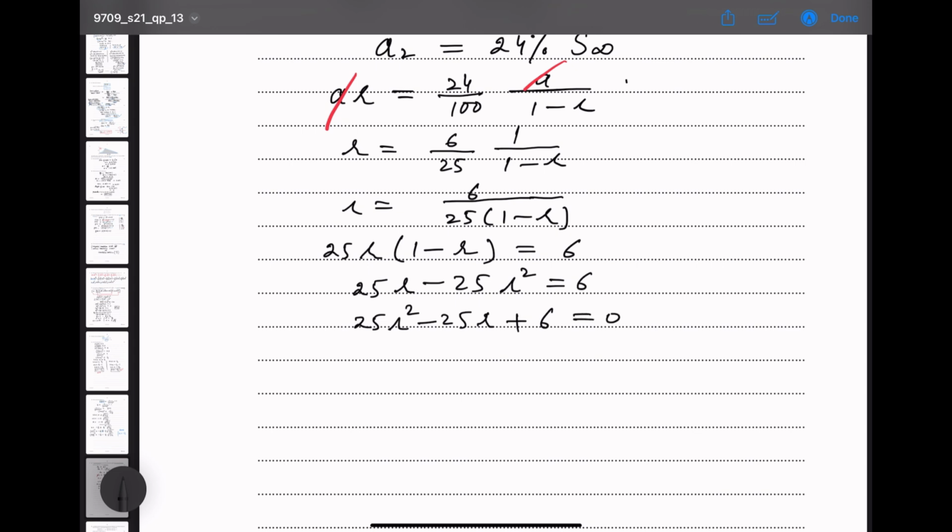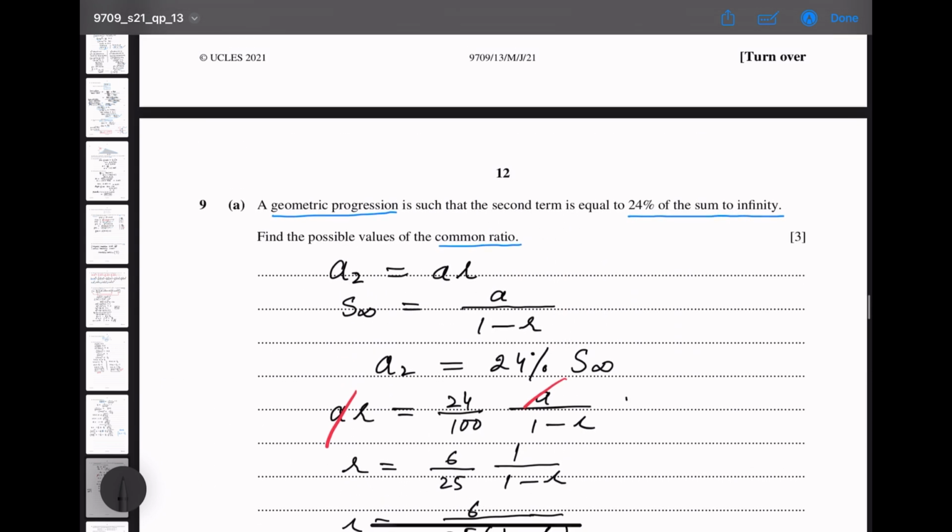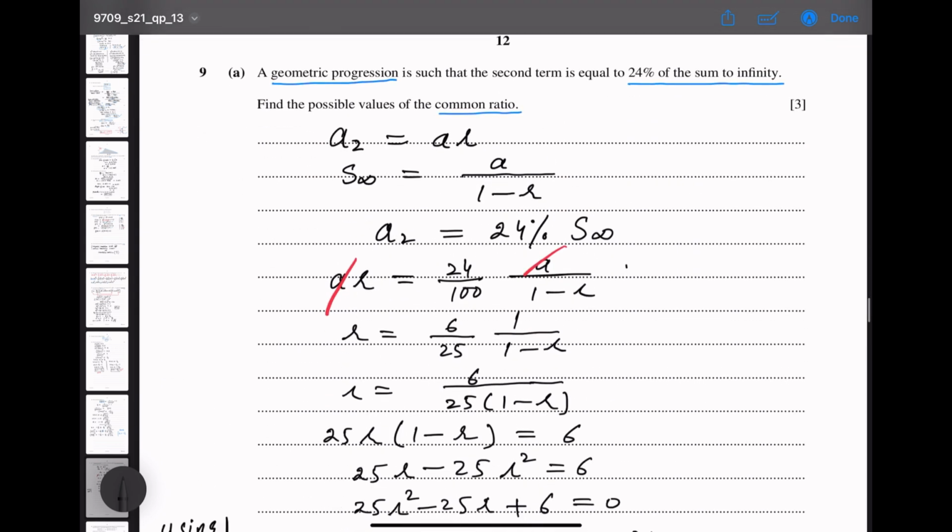Now we can use the calculator here, or otherwise we can also use the quadratic formula. This is a quadratic equation in R. Using the calculator, we get the two values of R. R is equal to 3 over 2, or R is equal to 2 over 5. These are the two possible values of the common ratio.